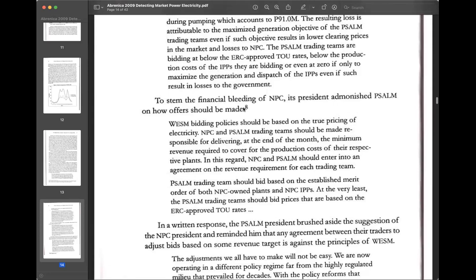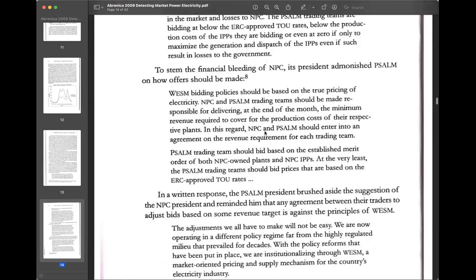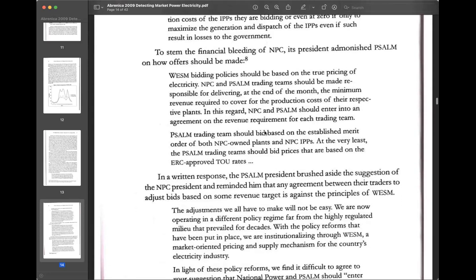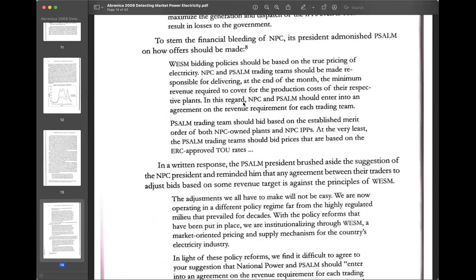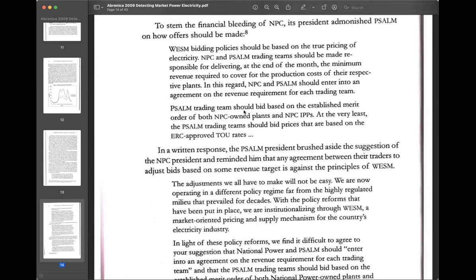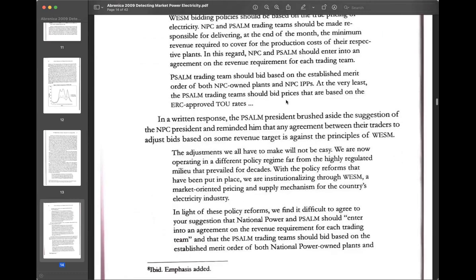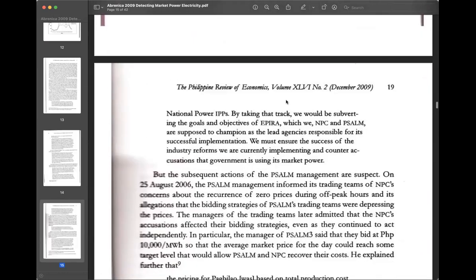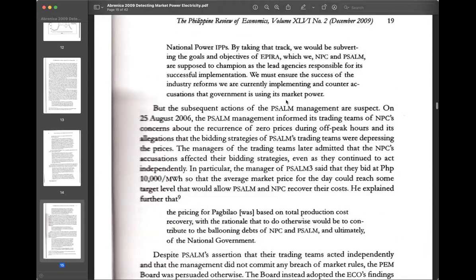To stem the bleeding of NPC, the president admonished PSOM on how offers should be made. So there's a suggestion that there should be this unified style of offering, right, of price. Yeah. So that the losses of NPC will not happen. All right, so there's a subsequent exchange here and so on.